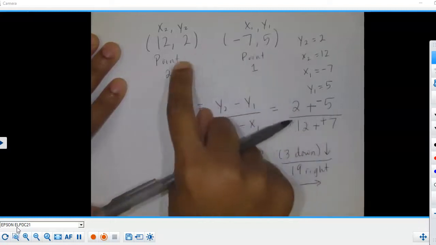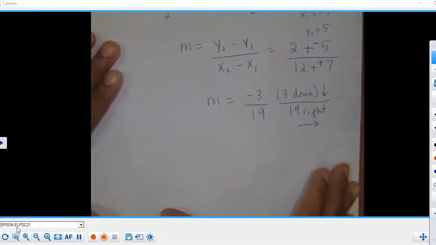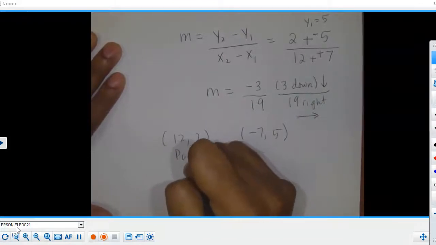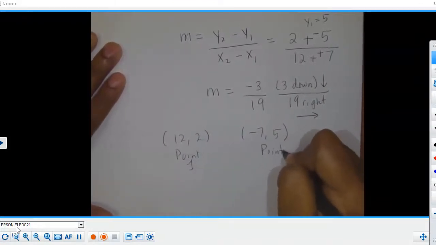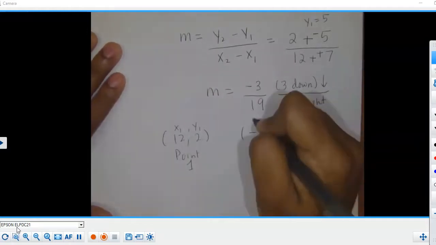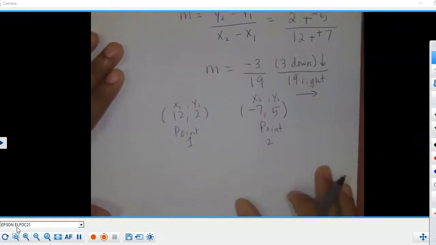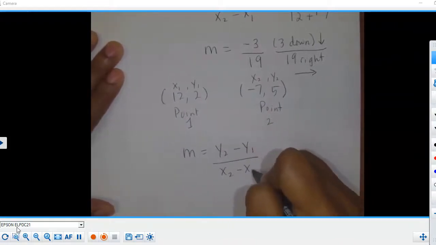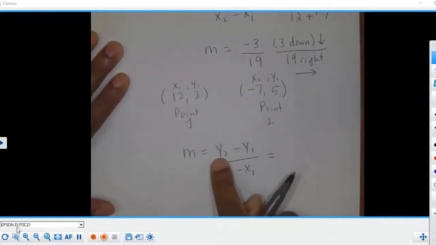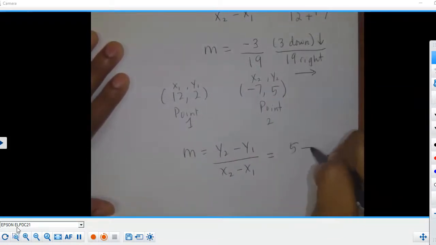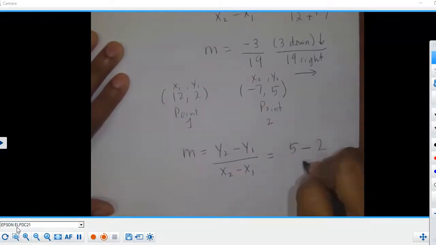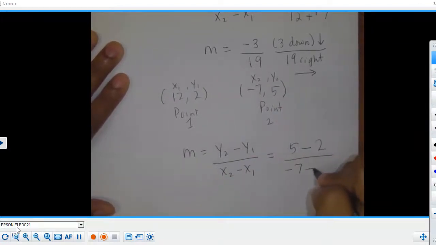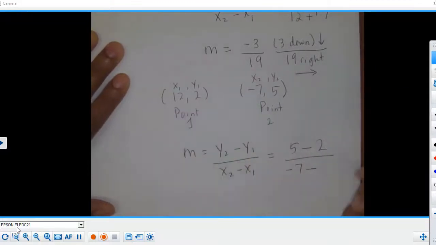Now I'm going to do the same problem again, but I'm going to make this one point 1 and this one point 2. Okay, so I'm going to write it again, 12 comma 2, negative 7 comma 5, and this one's going to be point 1, and this one's going to be point 2. So x1, y1, x2, y2. Okay, and now I'm going to put my formula. It stays the same, y2 minus y1 over x2 minus x1. And so here we go. Ready? y2 is 5 minus y1 is 2 over, and then for x2, it's negative 7 minus, and then my x1 is 12.